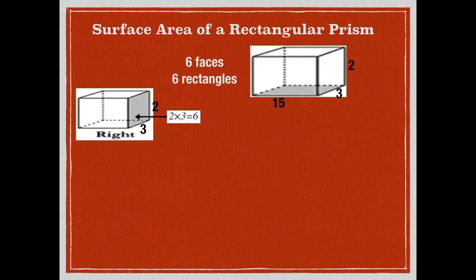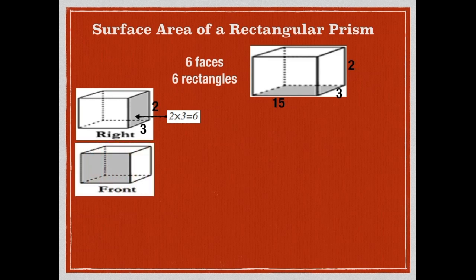We go to the other face, the front face. As you can see, the dimensions are 15 for the length and 2 for the width. Multiply them to get the area. 2 times 15 equals 30. That's the area for this rectangle.